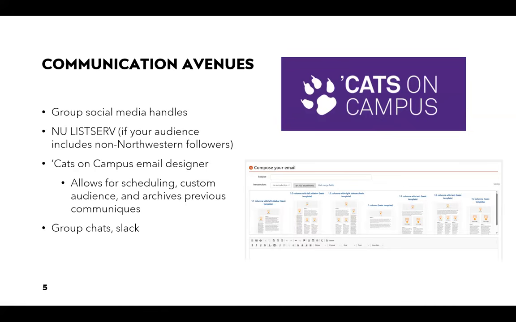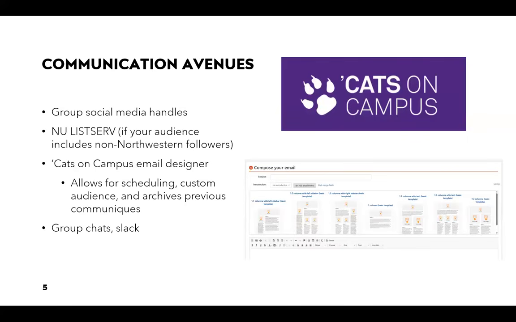In terms of email communication, the two most common routes are having a Northwestern listserv, particularly if your audience includes alumni or members of the community that have an interest in your group. And we have information in the Canvas course about how to set that up if you don't have one already. But the newest option is using Cats on Campus.